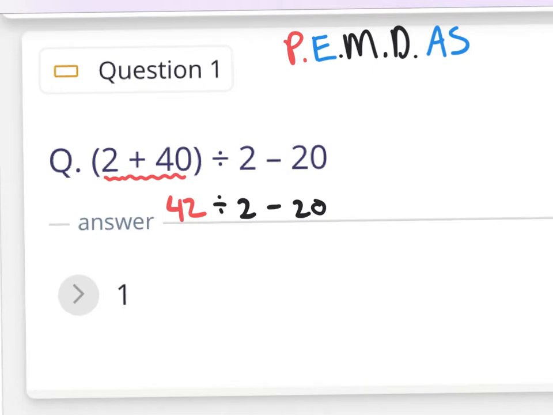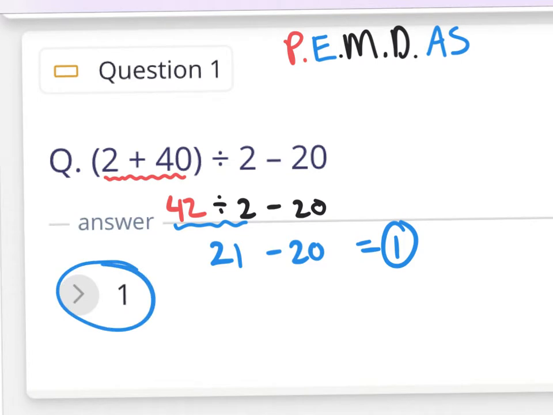So what are we faced with here? We already did parentheses. We now have division or subtraction. So obviously you're going to divide before subtracting. So let's divide. We have 42 divided by 2. That is 21. 21 take away 20. The answer is 1. And that's why we have that answer right there, 1. Let's jump to question number 2.